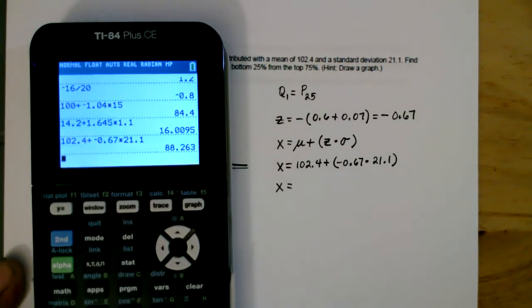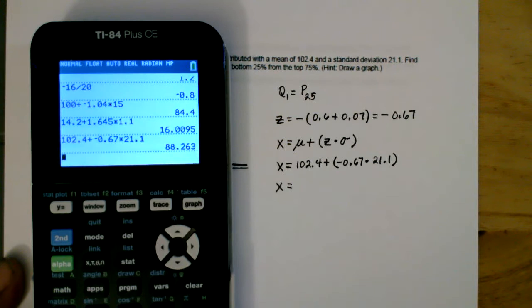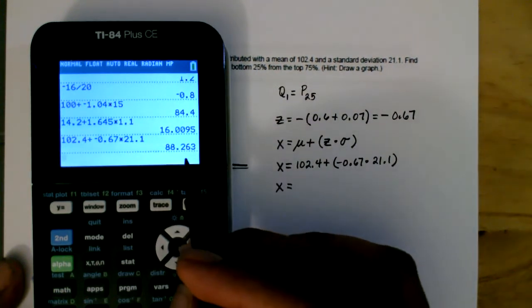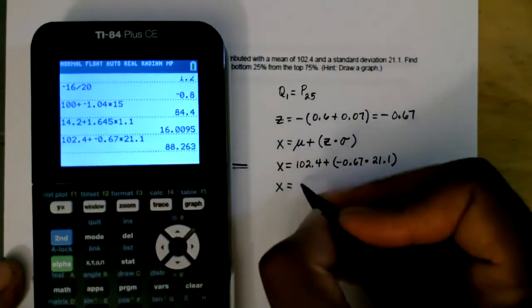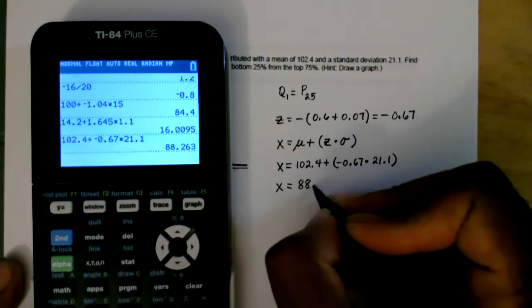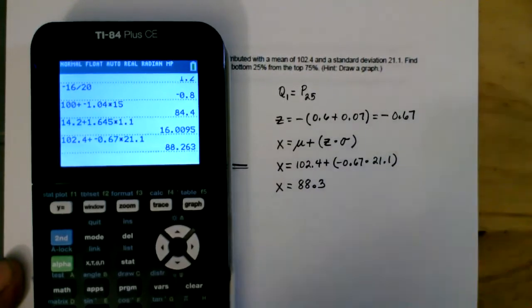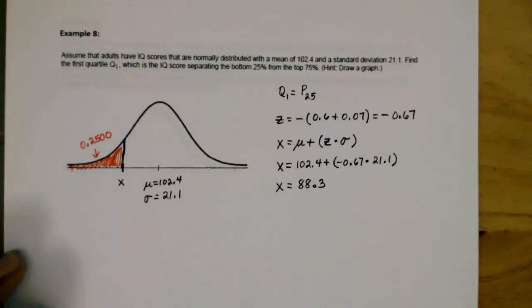Let's say I want to round this to one decimal place. So that x value to one decimal place, this 6 would make that 2 into a 3. So it'd be 88.3. And that represents an IQ score separating the bottom 25% from the top 75%.